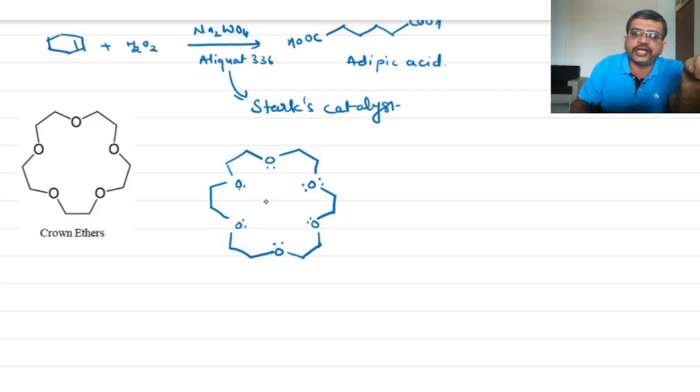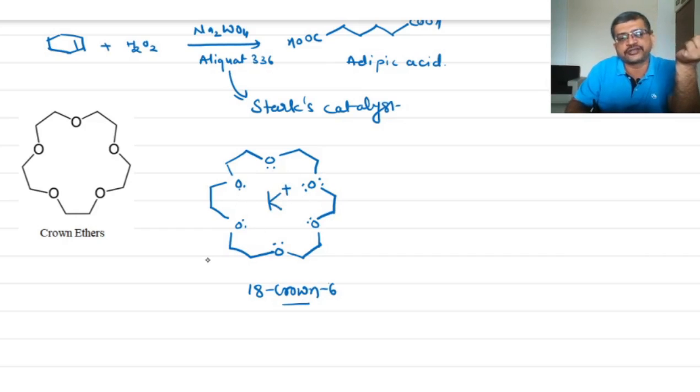Like for example, we can have this crown with 6 oxygen atoms present over here, so we call it 18 crown 6, as there are 18 atoms in this cyclic ring. And this 18 crown 6 has a hole, a cavity that is created over here, which is large enough to capture potassium ions.